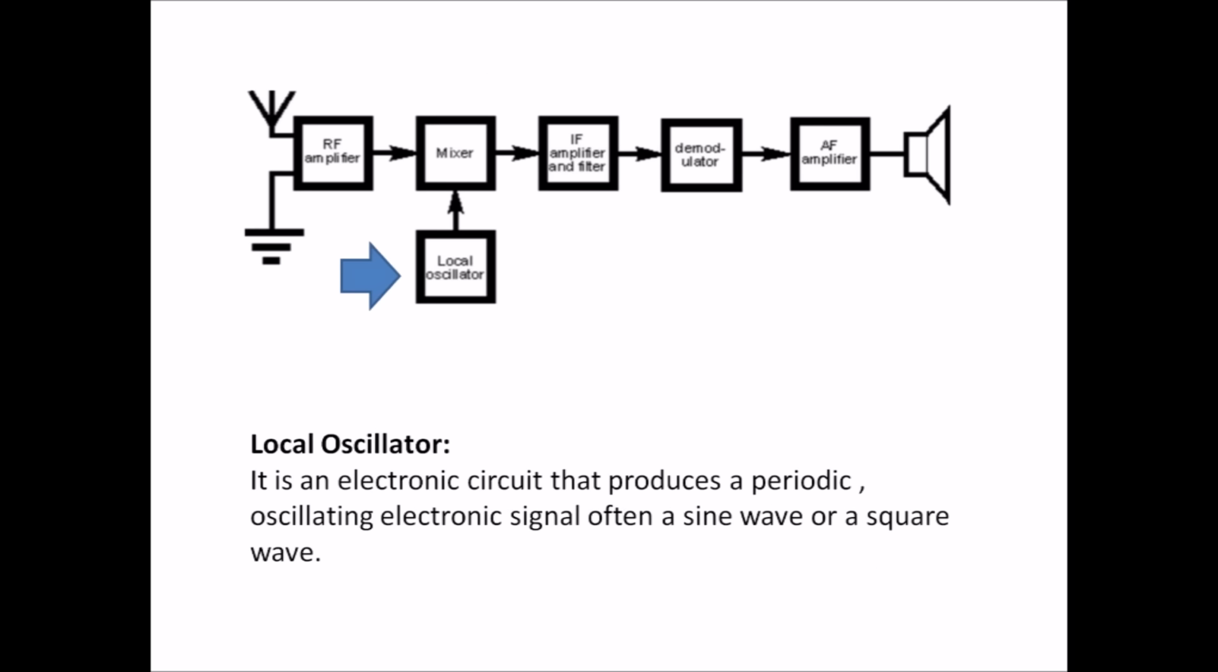Local oscillator. It is an electronic circuit that produces a periodic, oscillating electronic signal, often a sine wave or a square wave.